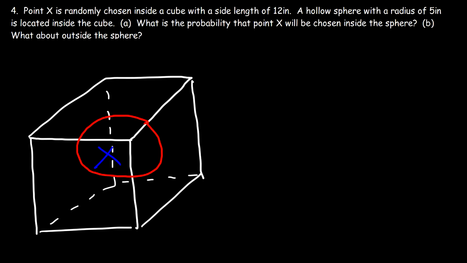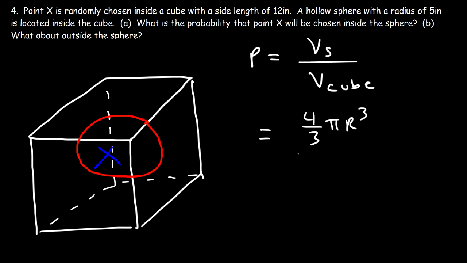So because we're dealing with three-dimensional objects, the probability is going to be based on volume. So it's the volume of the sphere, which is where we want to find the point, divided by the total volume, which is the volume of the cube, because point X has to be somewhere in the cube. But we want to find the probability that it's inside the sphere instead of outside the sphere. So this is the equation we got to use for this example. Now the volume of the sphere is 4/3 pi r cubed, and the volume of the cube is basically the side length raised to the third power.